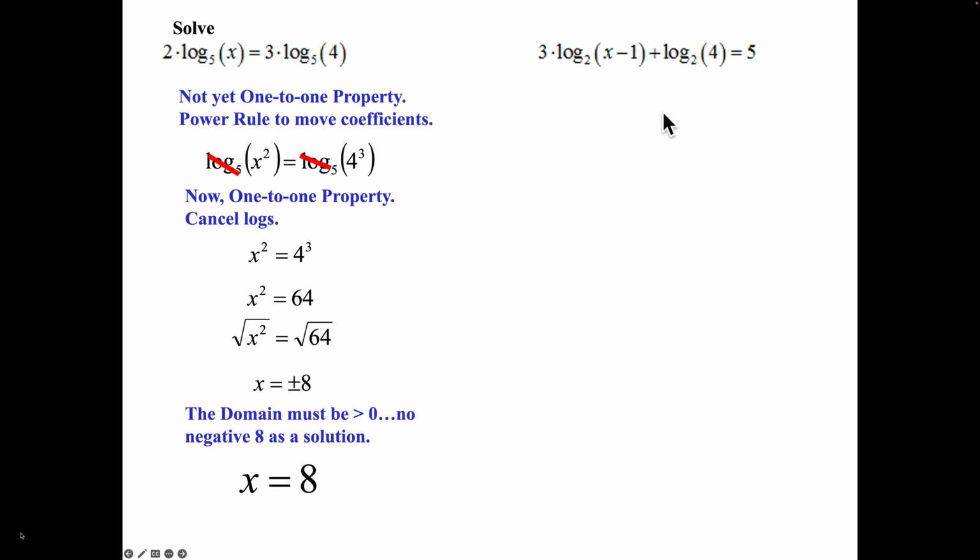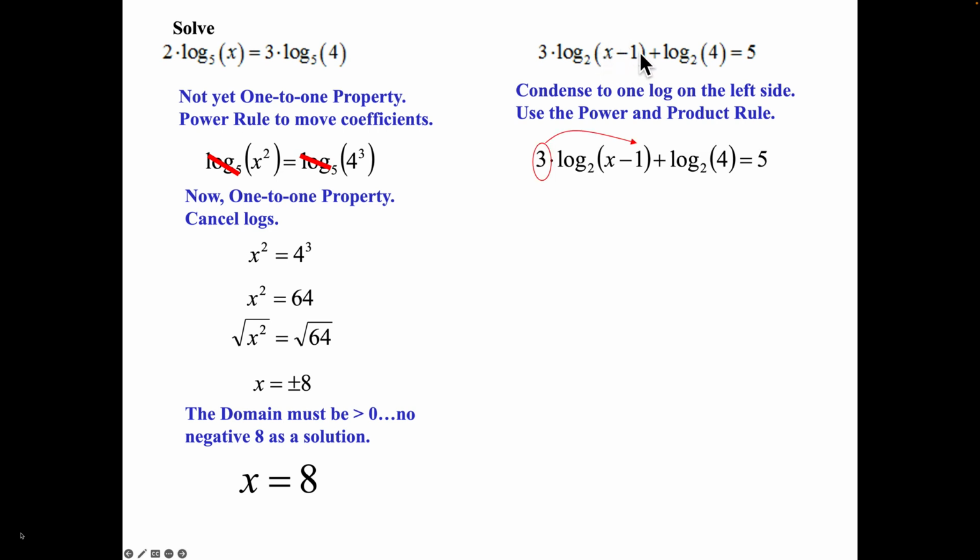My next example, same situation. 3 is being multiplied to the log. Take the 3, put it back inside as a power on this binomial. Just like so. And then we have to condense this down to 1 log. I'm adding 2 log base 2's. That's condensing with your product rule. So this 4 gets multiplied to the binomial x minus 1 to the 3rd power in the parentheses. Don't try to FOIL this. Don't distribute the 4. Leave it alone.